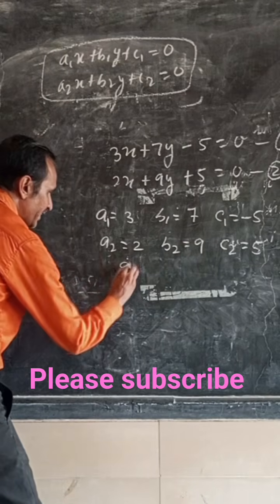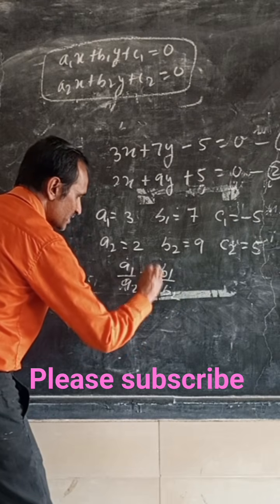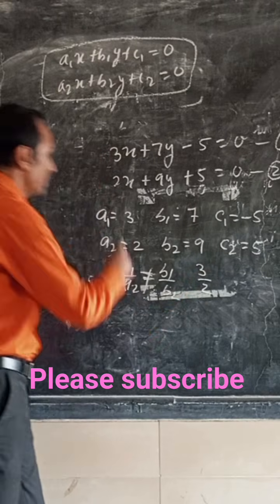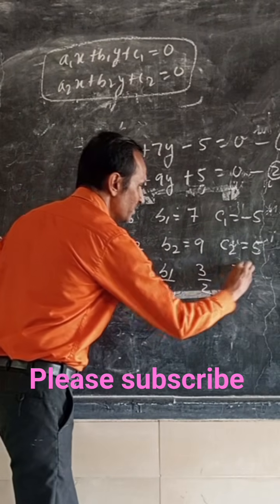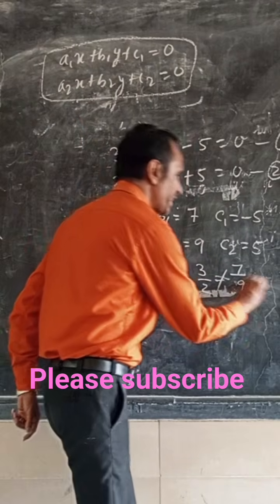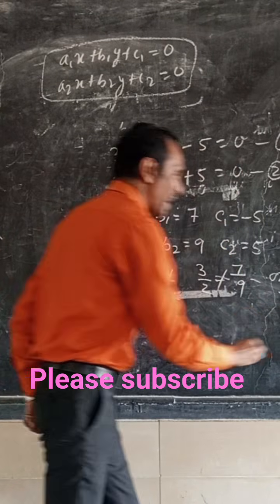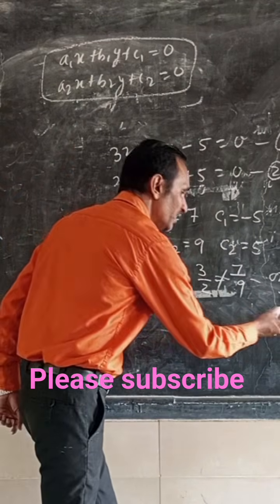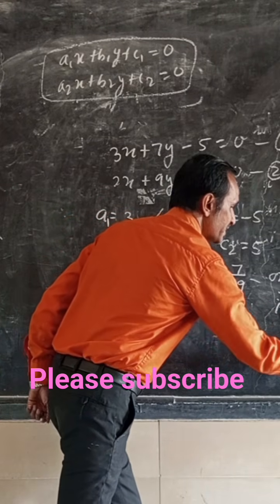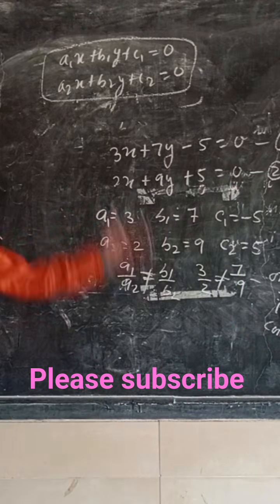So we can write A1 by A2 is not equal to B1 by B2. We are checking it: A1 by A2 is 3 by 2, B1 by B2 is 7 by 9. Equal? No, it is not equal. Not equal means it has a unique solution, one solution, and the graphical representation will be an intersecting line. It is consistent. So this is the type that will come.